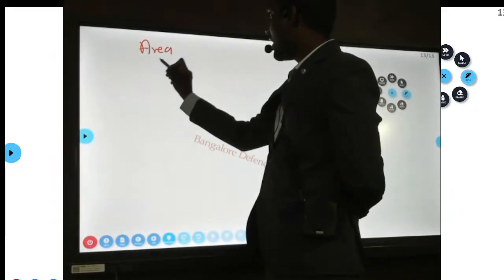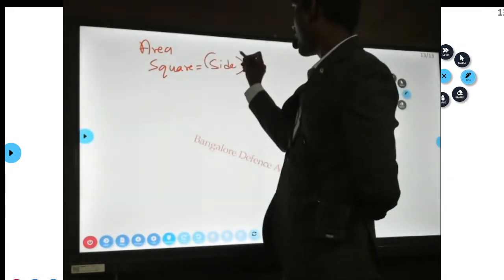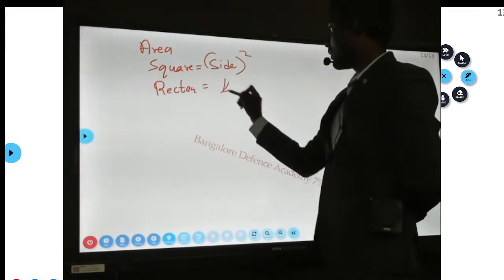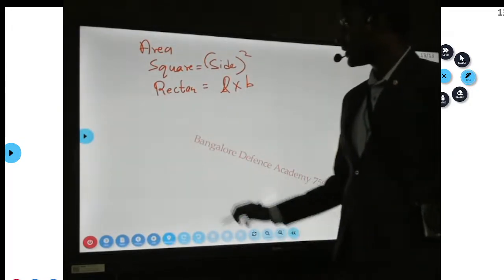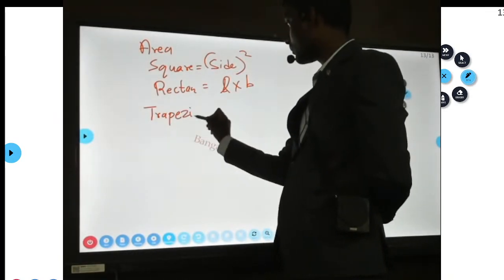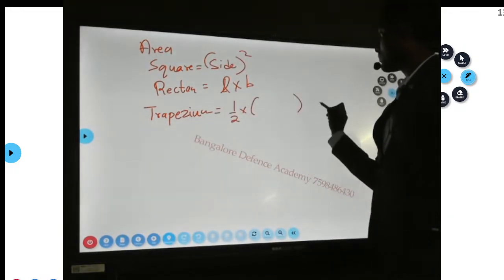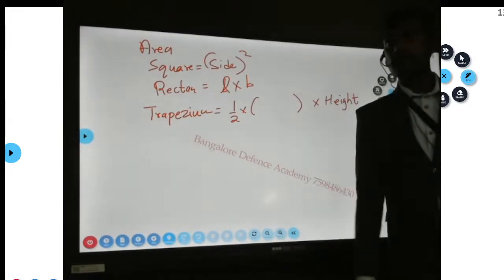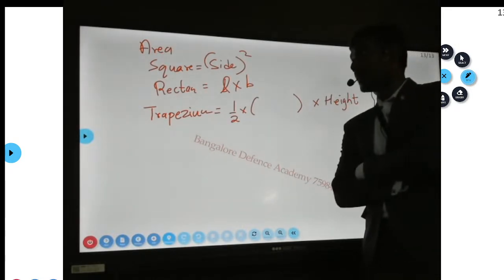What is the area of a square? Side square. Area of rectangle: length into breadth or length into height? Length into breadth. Okay, next. Area of trapezium: half into base into height. Half into A plus B. Yes, tell me. Base into A into height. Base into A, what does A mean?